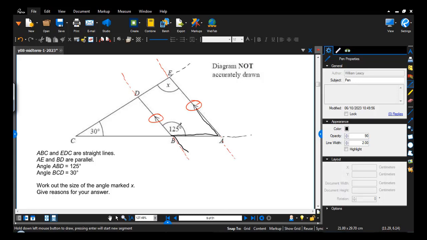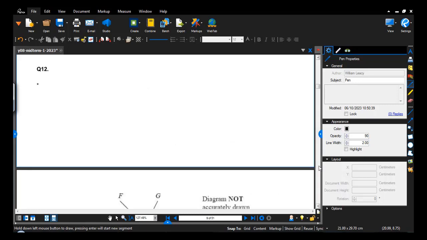Alright, well that and that are co-interior, aren't they? So what do they add to? And then you just need to find out, what do you know about the angles in a triangle? They add to 180 degrees, right?